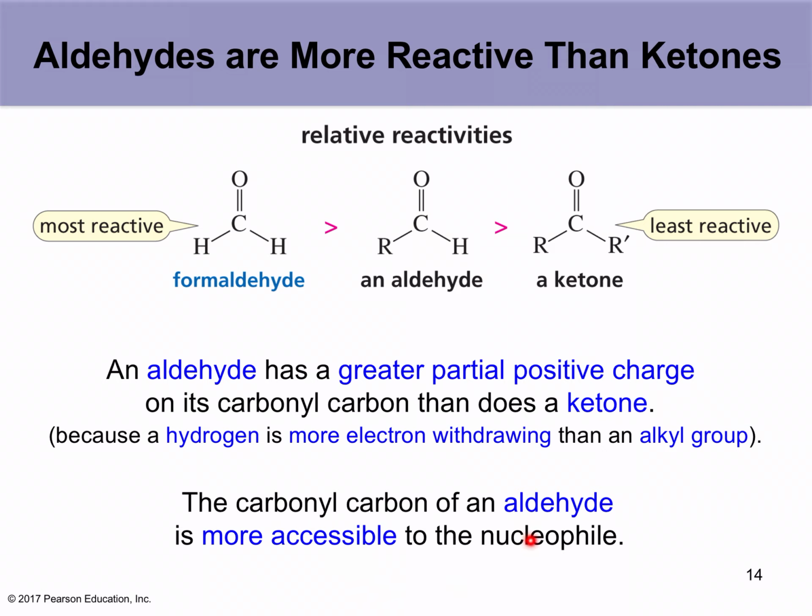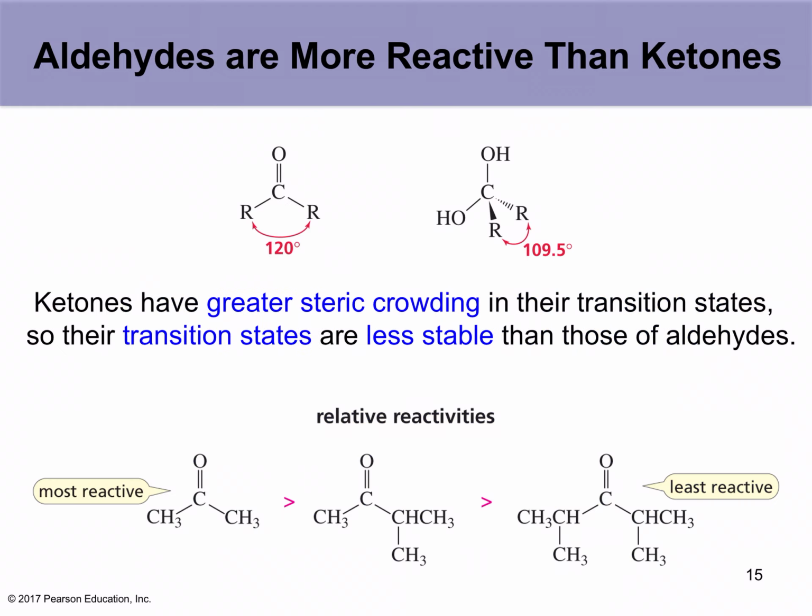Another reason why aldehydes are more reactive is that it is less crowded at the carbonyl carbon. You can see in a ketone there are two alkyl groups. In an aldehyde you have one alkyl group and a hydrogen. So the incoming nucleophile can reach the aldehyde more easily. It's more easily accessible, with less steric crowding. That's another reason why aldehydes are more reactive compared to ketones.